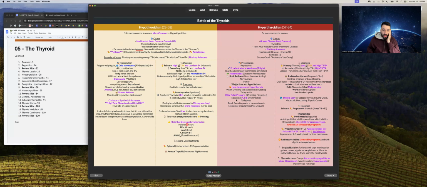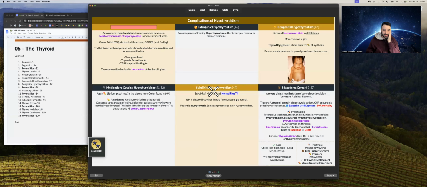Meds that decrease levothyroxine. We're going to hold these for 4 hours. PPIs, it spells PICA. PPIs, iron, calcium, and aluminum hydroxide, which is found in antacids. Ridiculous. Upper left of complications of hypothyroidism is going to be not Graves. This is going to be Hashimoto's.